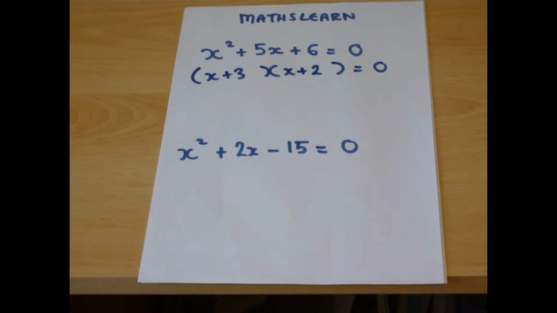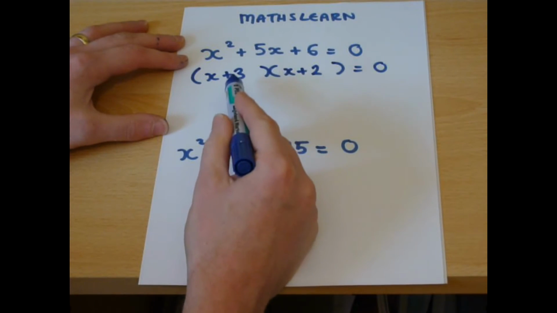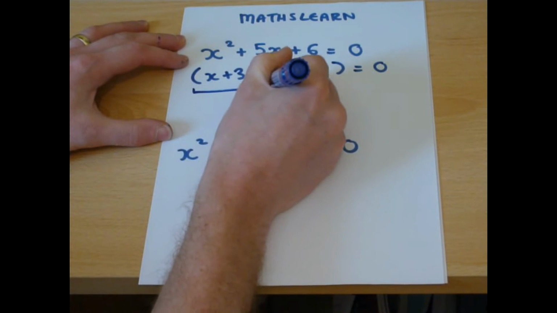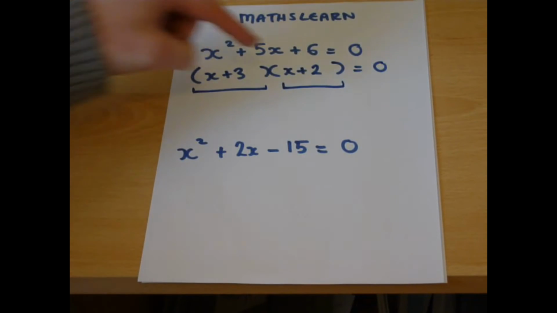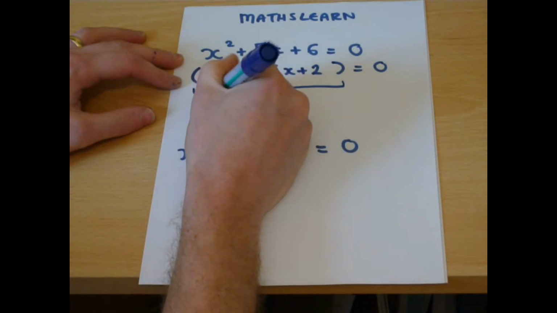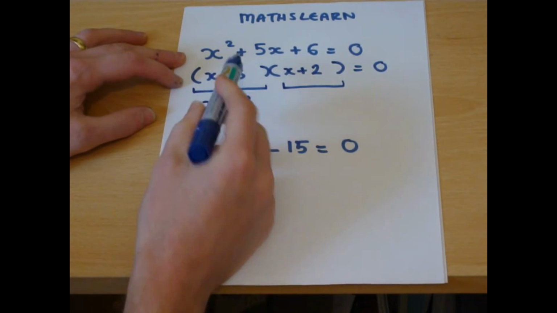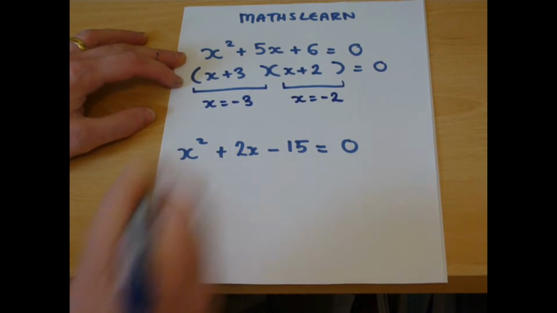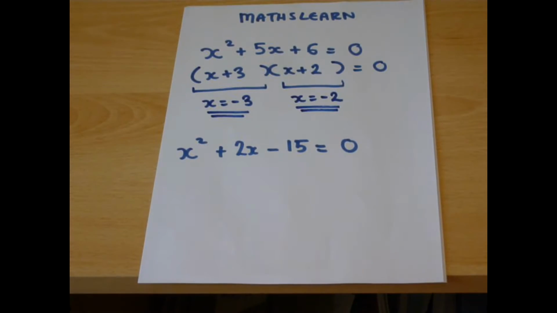And the reason this trick works is because if one can factorize, we have two things multiplied together to make 0, so either this equals 0 or that equals 0. One of these two things must equal 0, and that can only happen if either x equals minus 3, because minus 3 plus 3 is 0, or x equals minus 2.